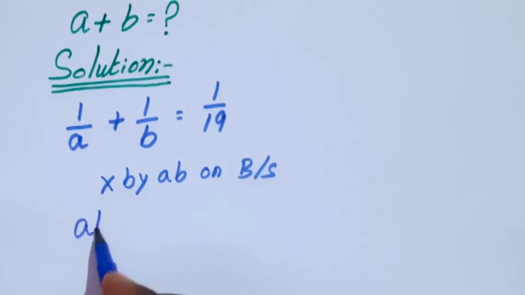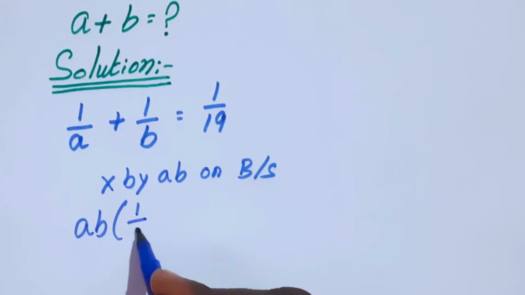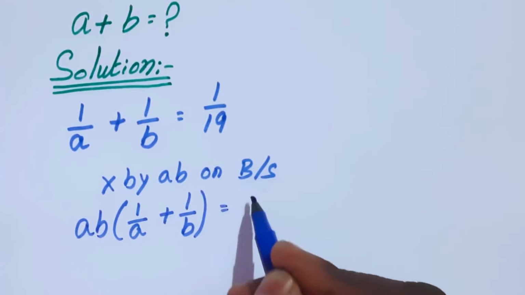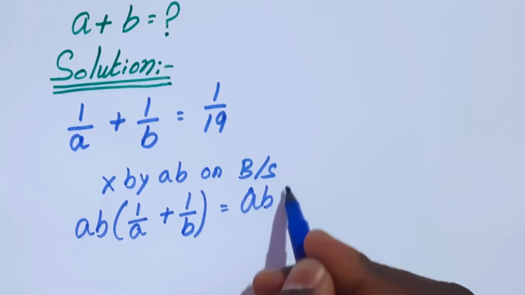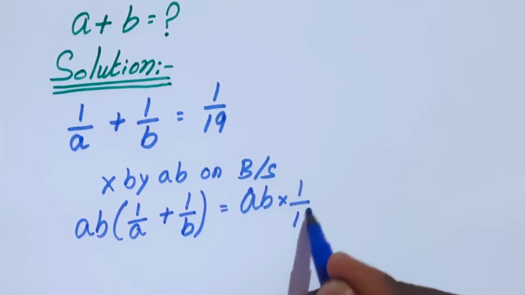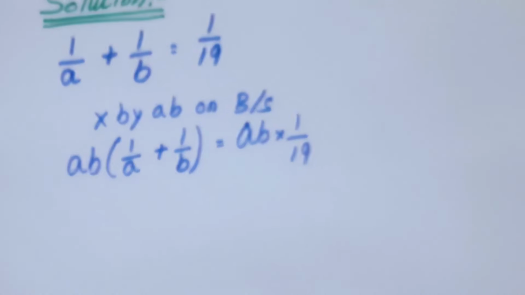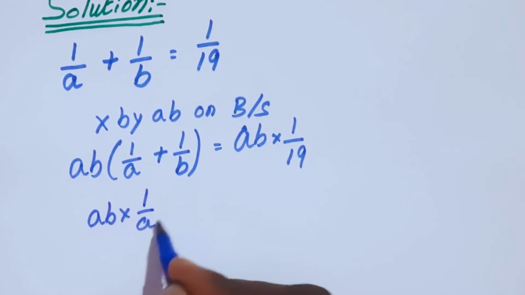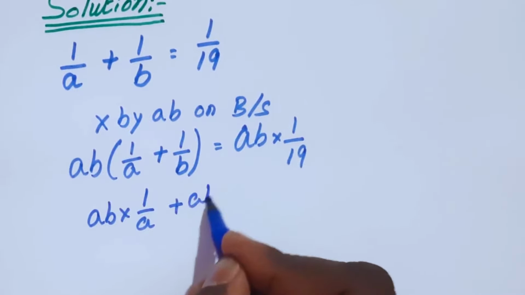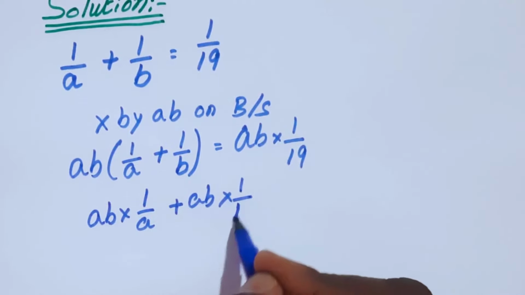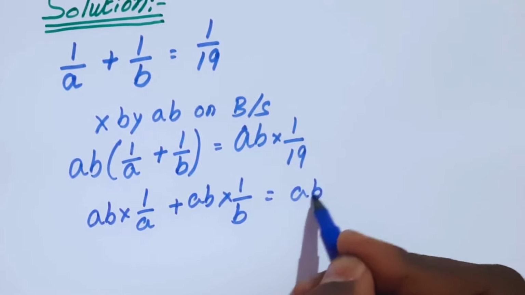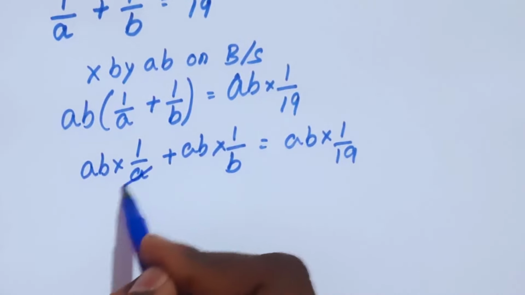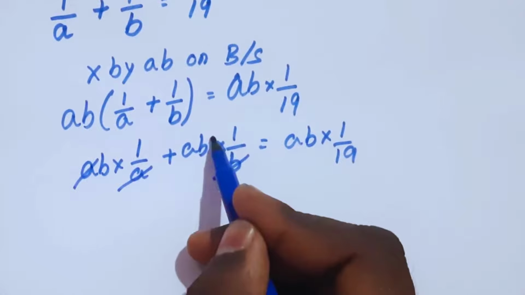So AB open bracket 1 by A plus 1 by B close bracket equals AB times 1 by 19. So multiply this, we'll get AB times 1 by A plus AB times 1 by B equal to AB times 1 by 19. Now this A cancels this, same way this B, simplify this.